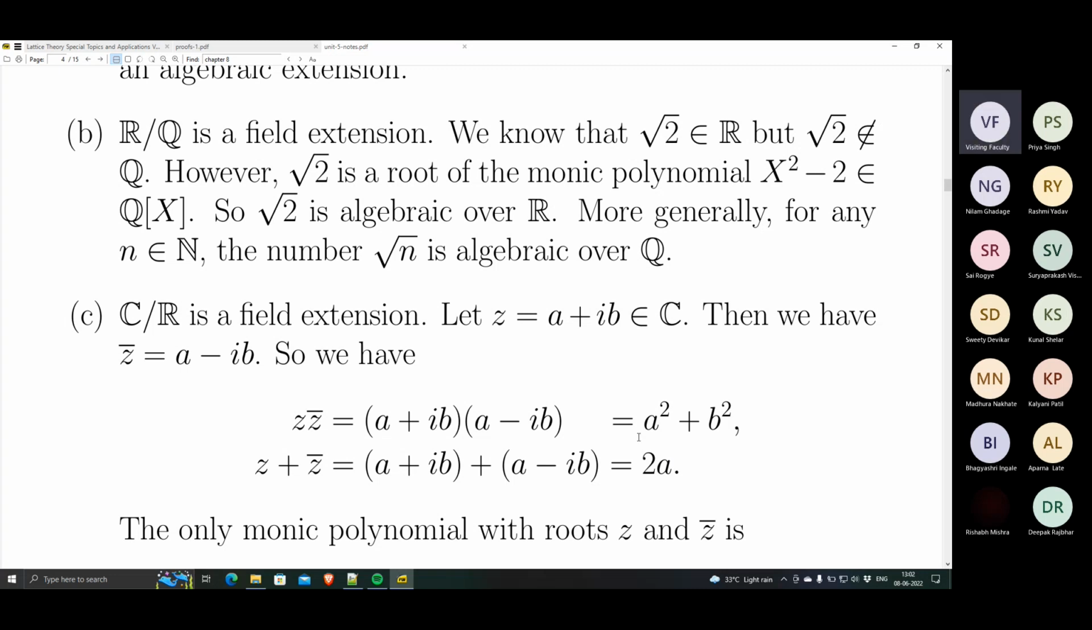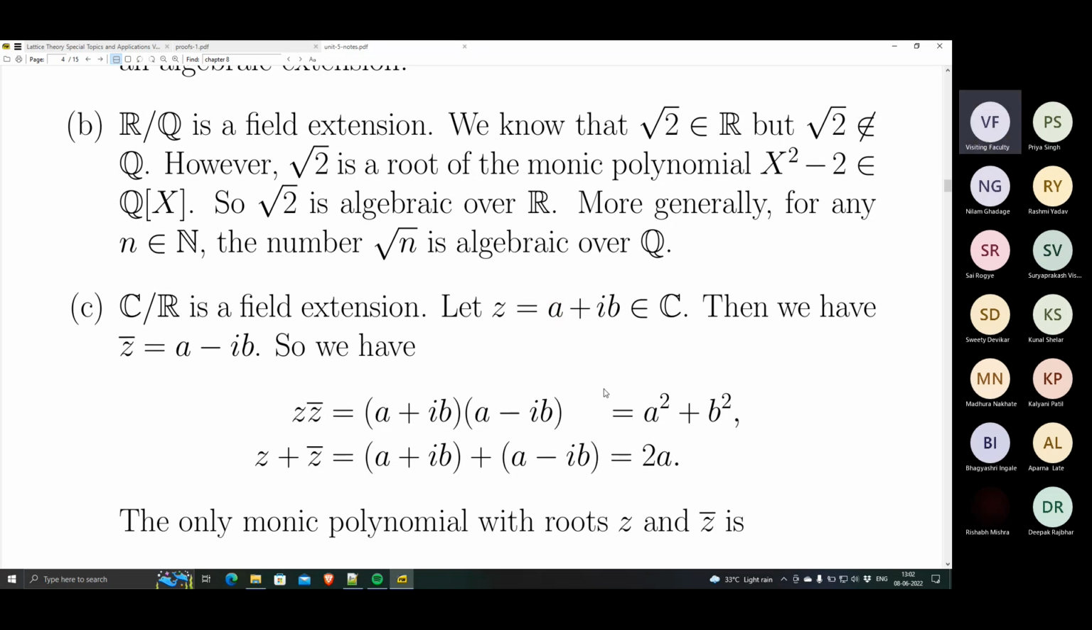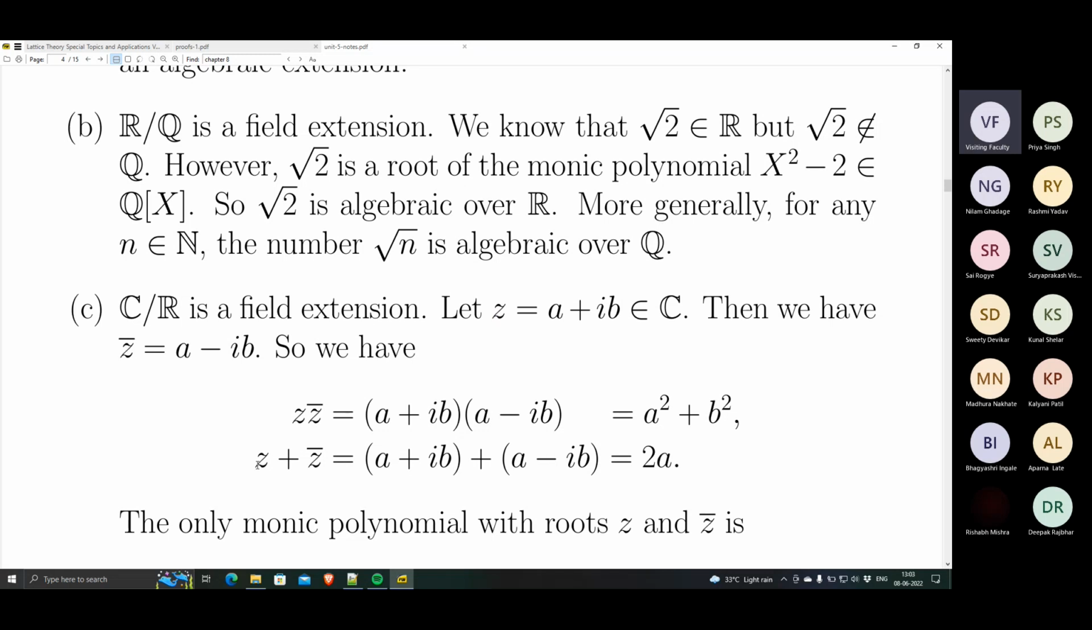Now do you see that Z times Z bar, a squared plus b squared, is a real number. Similarly, Z plus Z bar, which is equal to 2a, is also a real number, because Z is equal to a plus ib, and a and b are real numbers. Real and imaginary parts are real numbers. Correct? But these are two numbers, Z and Z bar, for which you know their sum and the product. Then you know this formula, right? If you are given any two numbers, then you can construct a polynomial whose roots are those two numbers in terms of the sum and product.